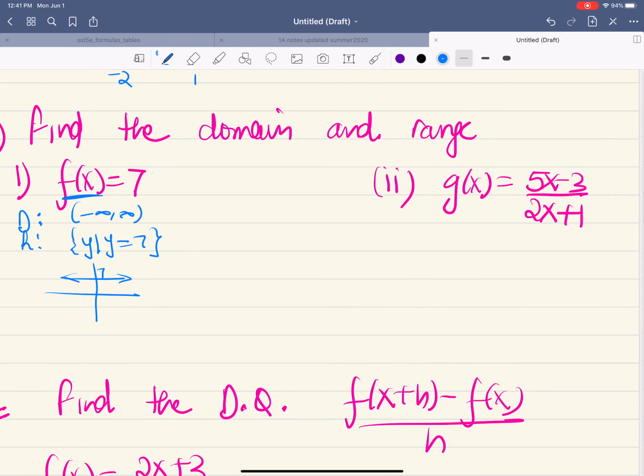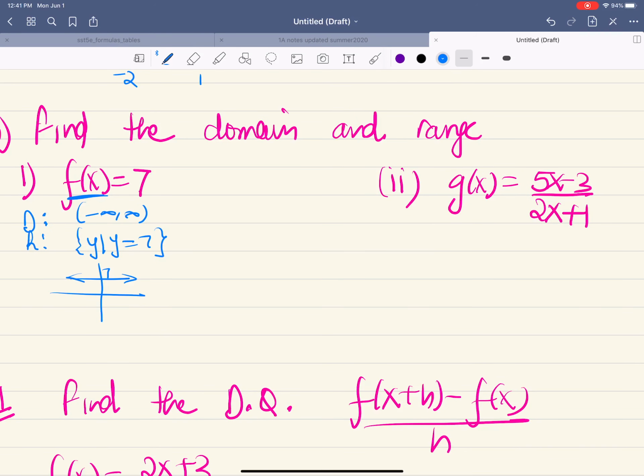For part G, we have f of x equals 5x minus 3 divided by 2x plus 1. What's the domain for this function? Domain would be all real numbers other than 1/2. So it would be x other than 1/2. I can use any of the other x's here.